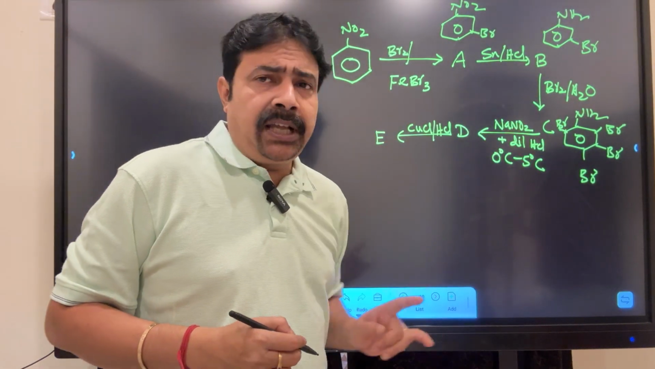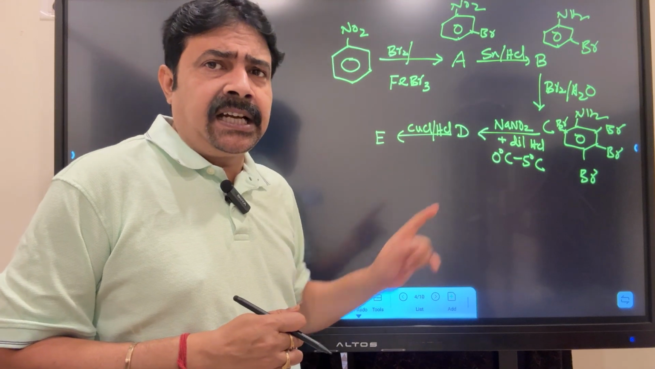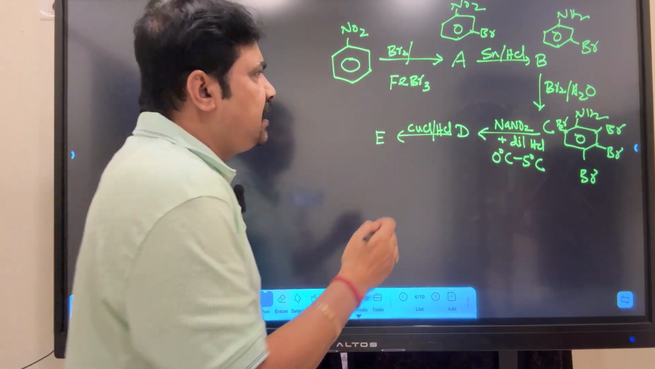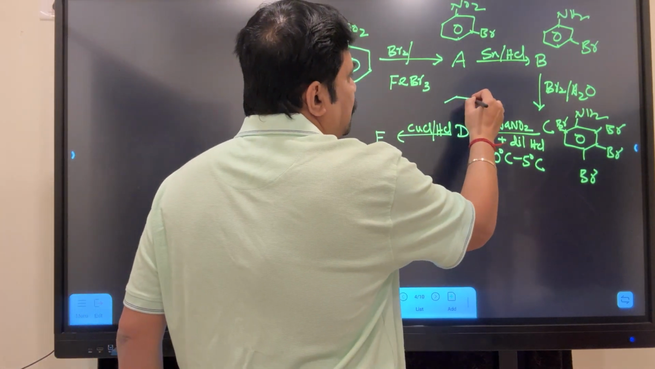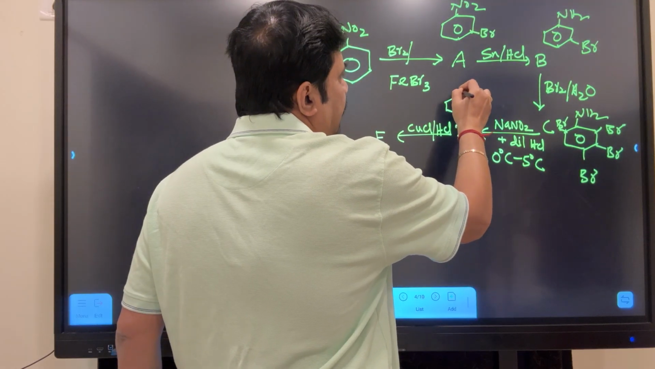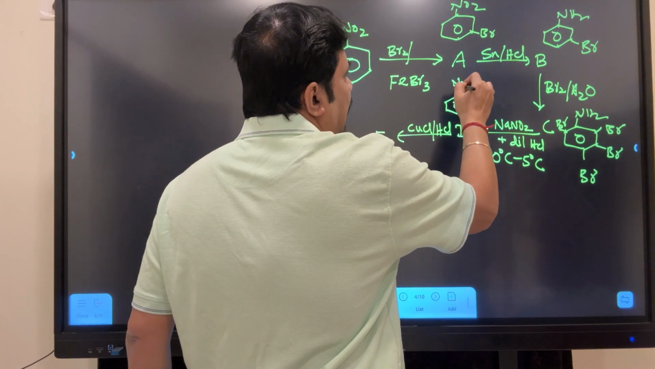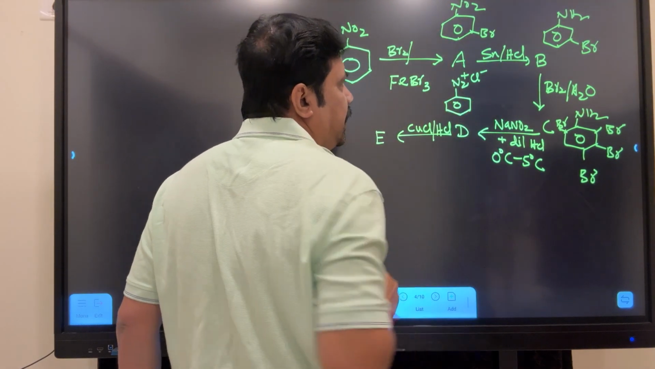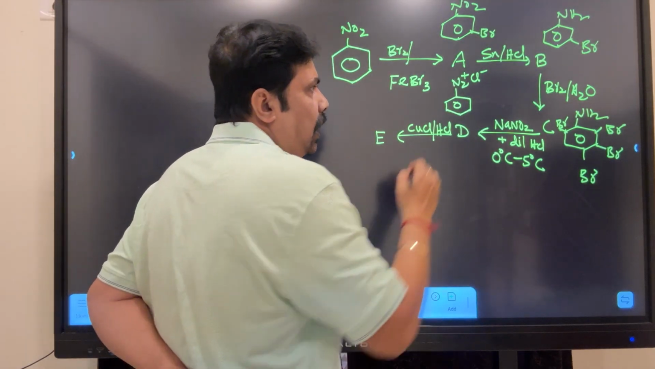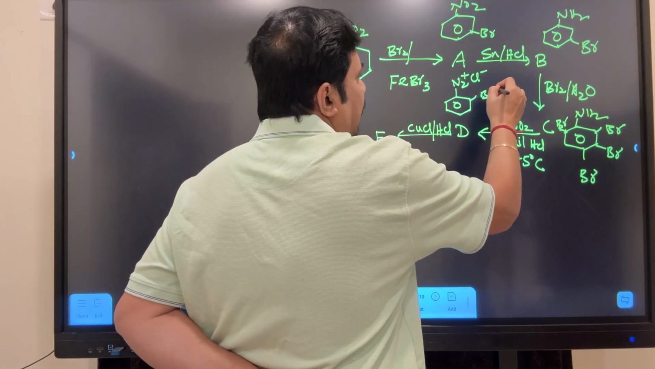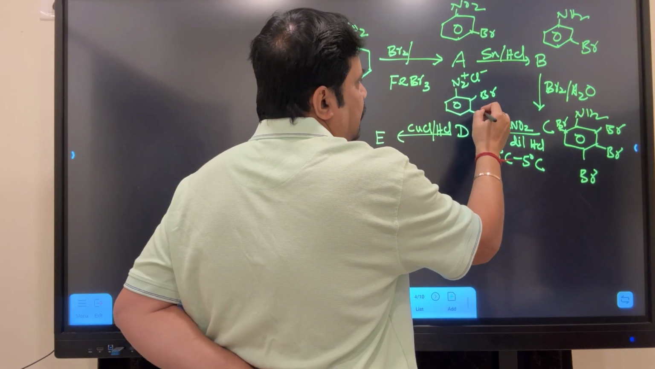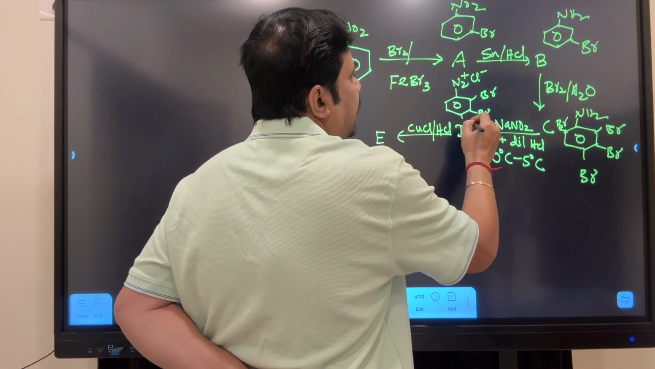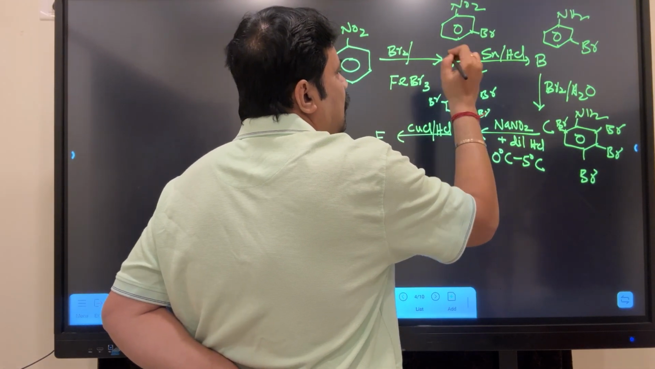Then NaNO2, dilute HCl, 0 to 5 degrees centigrade: diazotization reaction. Then D will be nothing but benzene diazonium chloride. It is stable only at low temperature; otherwise the corresponding phenolic compound will be formed if the temperature is higher than 5 degrees centigrade. Point is clear? And then you will get this compound, which will be your D.